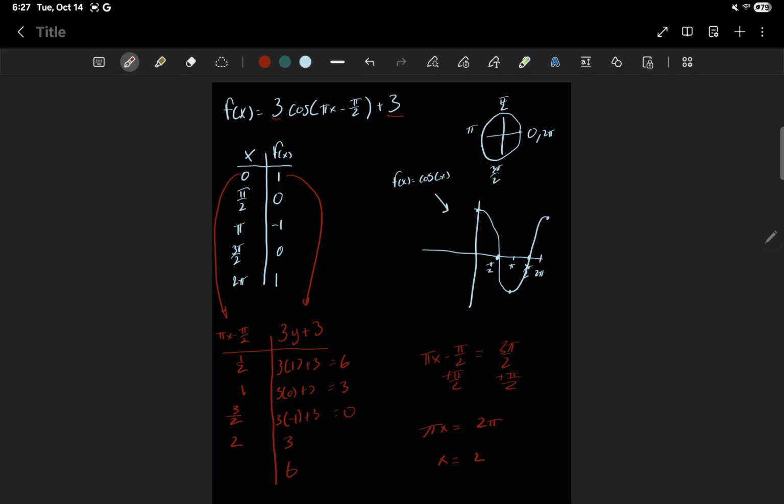And then if we do it one more time, then we'll substitute for 2 pi, our final x value. We add pi over 2. That gives us 5 pi over 2. I'm doing that because, here, actually, let me slow down, show you.